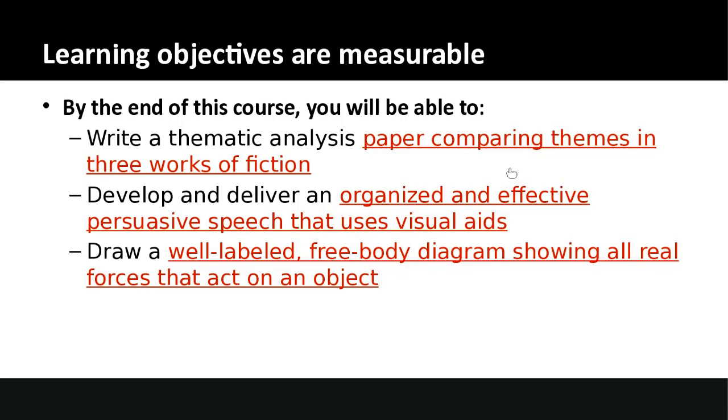The one at the bottom, draw a well-labeled free body diagram showing all real forces that act on an object. There's actually a lot of criteria in here. I can almost see the rubric writing itself here. It needs to be well labeled. There needs to be some sort of definition of what we mean by well labeled, using a free body diagram as opposed to a different type of diagram. And then, all of the real forces: did they draw all of the real forces, or did they miss some? So all of these sort of things become really measurable.